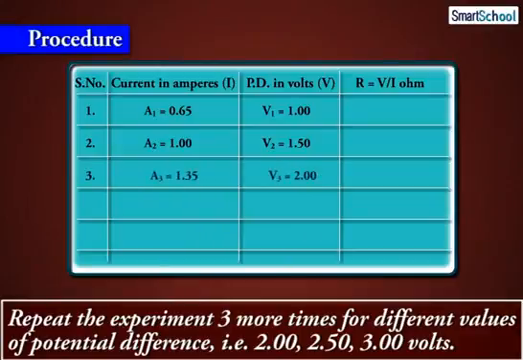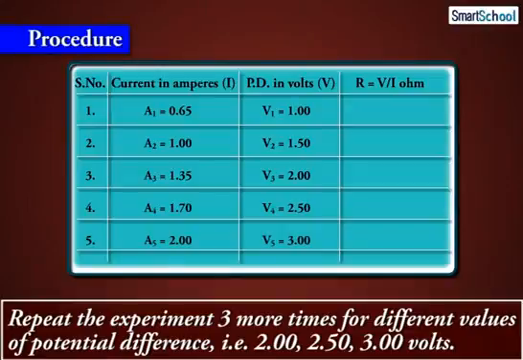Repeat the experiment 3 more times for different values of potential difference, that is, 2.0, 2.50 and 3.00 volts.